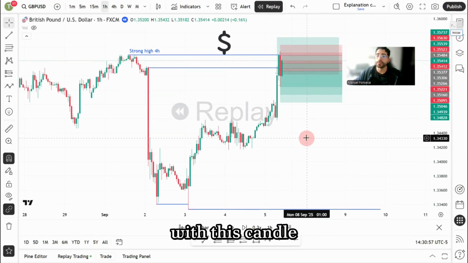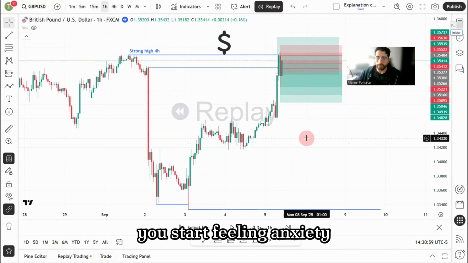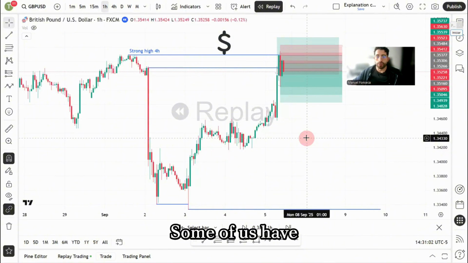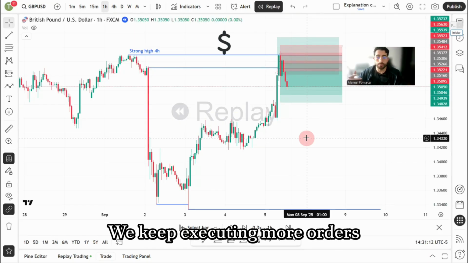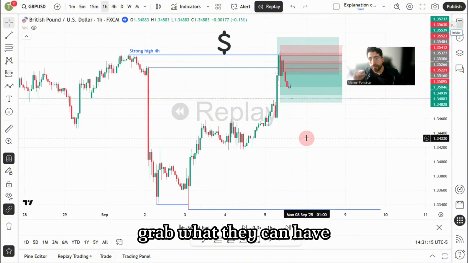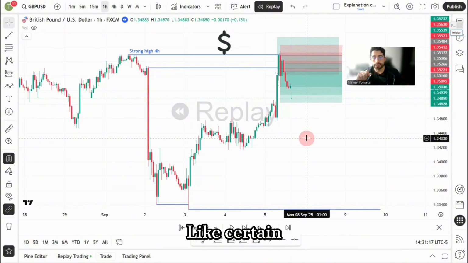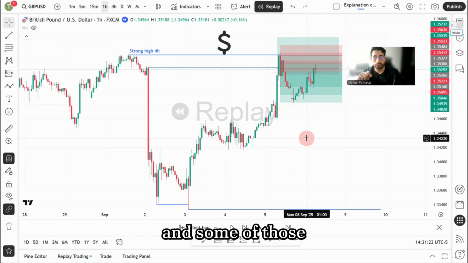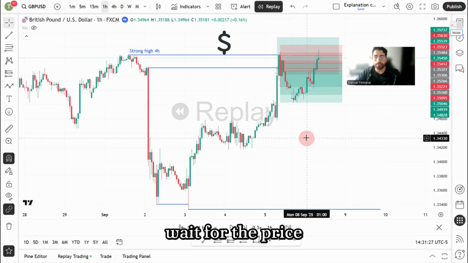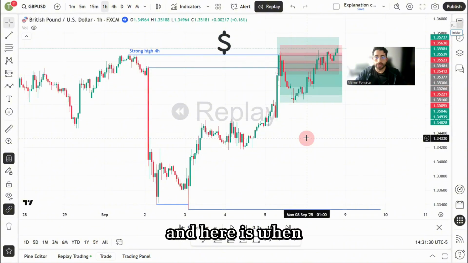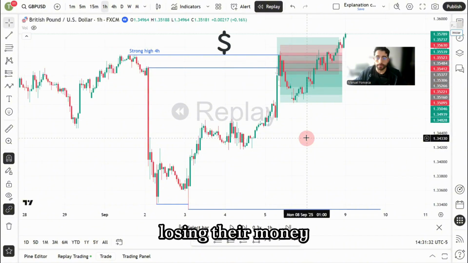Here, with this candle, you start feeling anxiety. Maybe you lose some orders. Some of us have put on trades with more size than we should have, and with the passing of time we keep executing more orders. Some grab what they can, like a few dollars, and some of those who want to bear a little bit more wait for the price to make the real movement, and here is when we start losing our money.